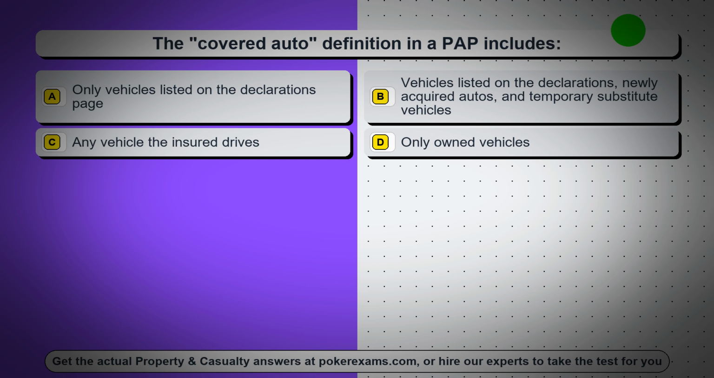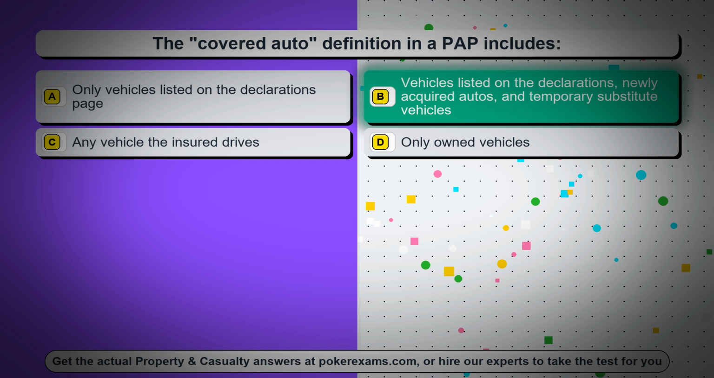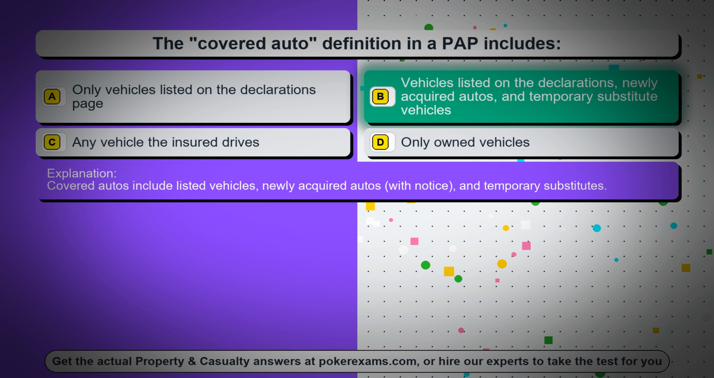Question 68. The covered auto definition in a PAP includes: Option A, only vehicles listed on the declarations page. Option B, vehicles listed on the declarations, newly acquired autos, and temporary substitute vehicles. Option C, any vehicle the insured drives. Option D, only owned vehicles. The correct answer is option B, vehicles listed on the declarations, newly acquired autos, and temporary substitute vehicles. Covered autos include listed vehicles, newly acquired autos, with notice, and temporary substitutes.